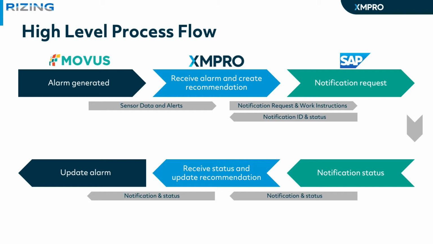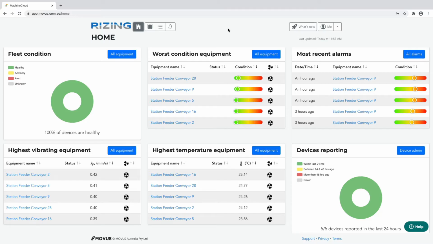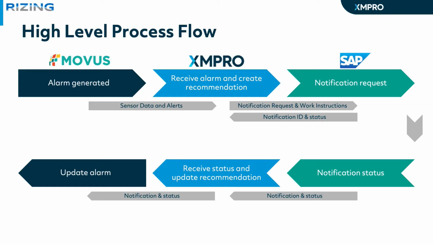Here's a look at the high-level process flow. We're going to start with Movis, where the alarm is generated. This is the Movis interface, where we can see alarms generated by sensors on particular assets. In this instance, the slow feeder number 9 conveyor has triggered an alarm. We're now going to move into XMPRO to see how you can respond to this alarm.